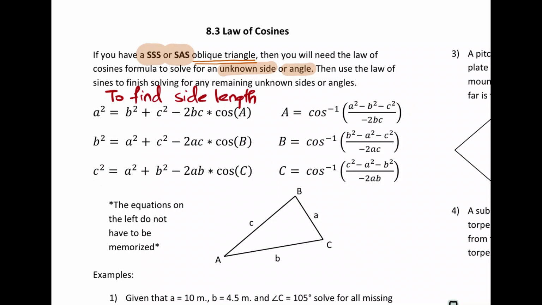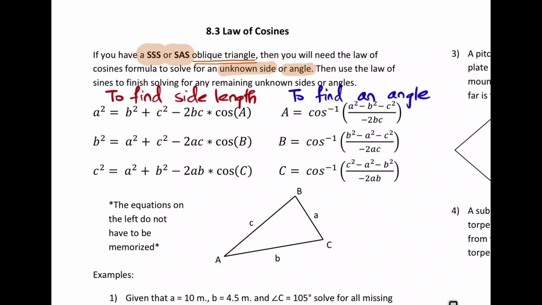Now the three formulas on the right hand side, these are if you're trying to find an angle. So if you're trying to find angle A, you would use this one, angle B, use the second one, and angle C, you would use the third formula.